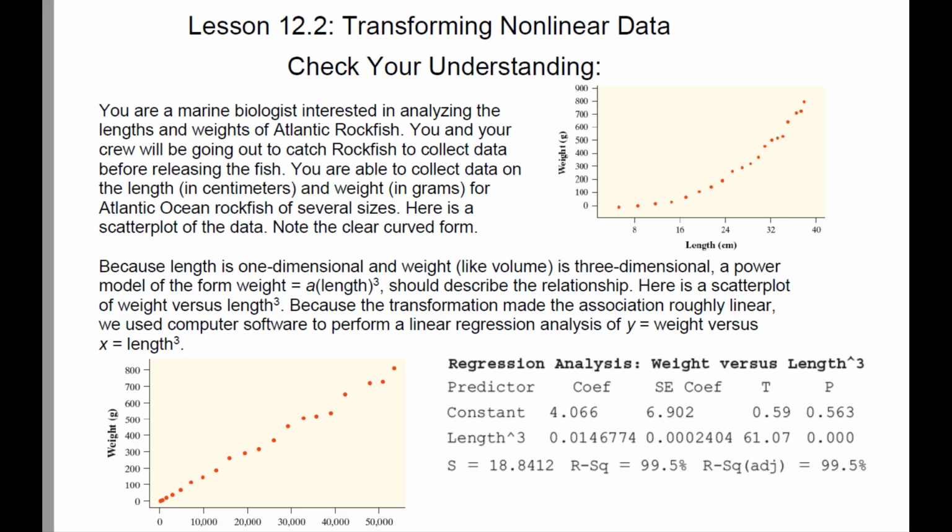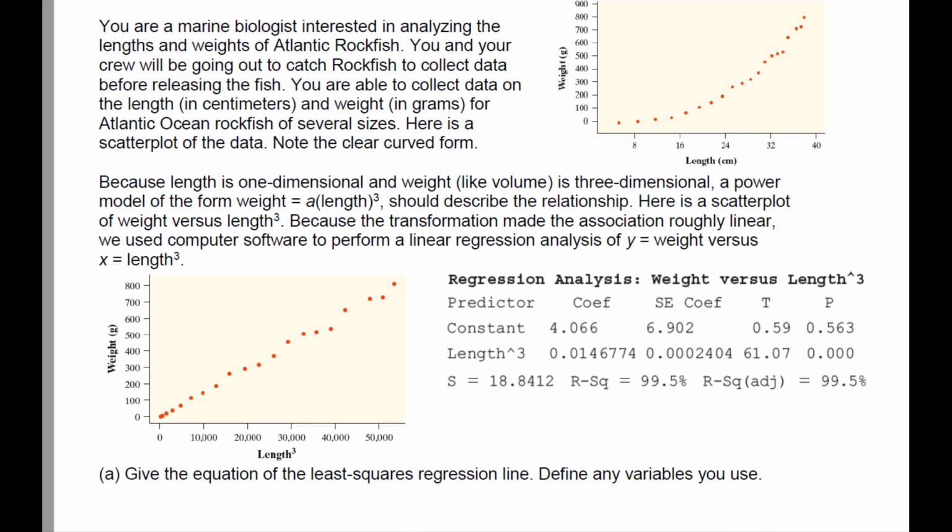Here's a scatter plot of the weight versus length cubed. So we have that down below. As you see, our weight is listed right here, and our length cubed right there. Because the transformation made the association roughly linear, we could use computer software to perform a linear regression analysis of y, the weight, versus x, the length cubed. The key thing to take away is that our y is going to be our weight, and our x is going to be our length cubed.